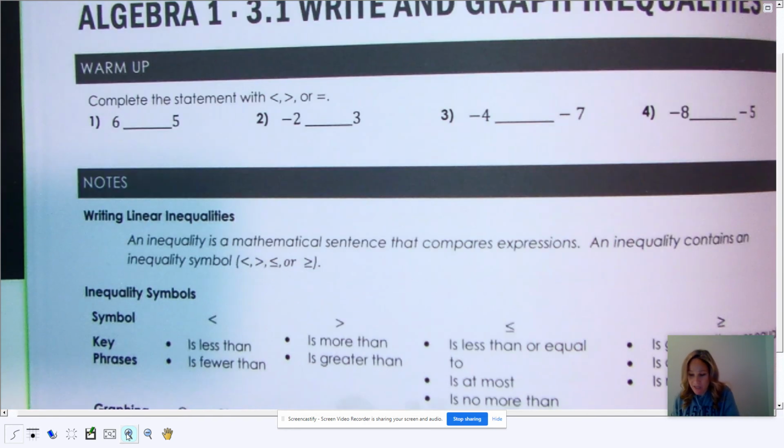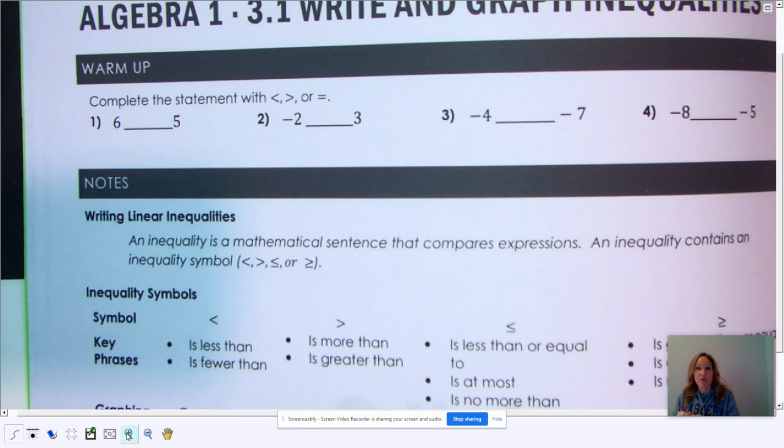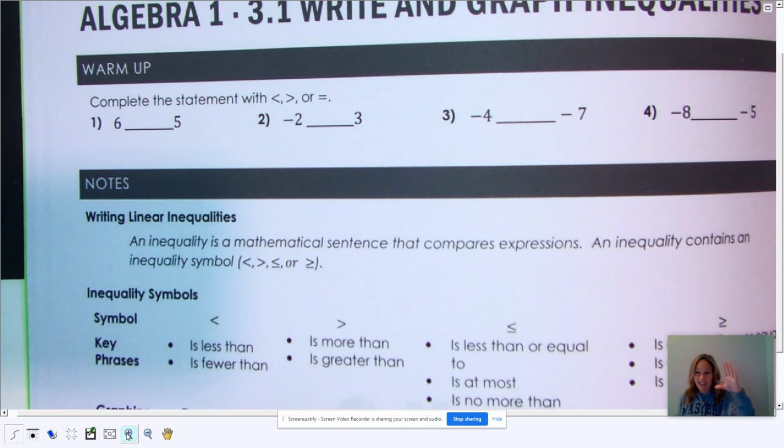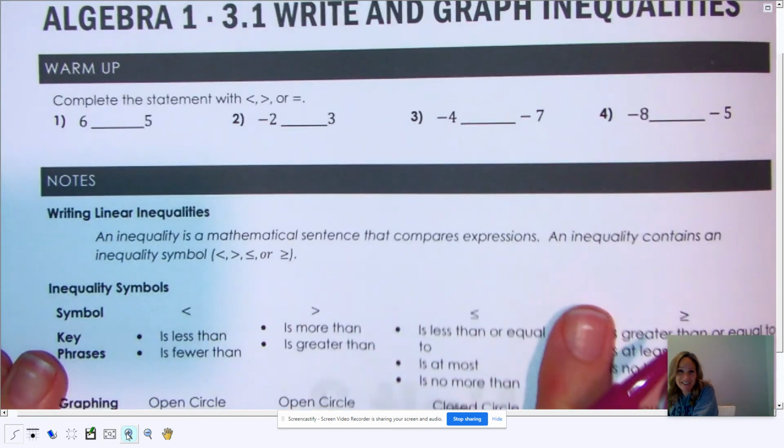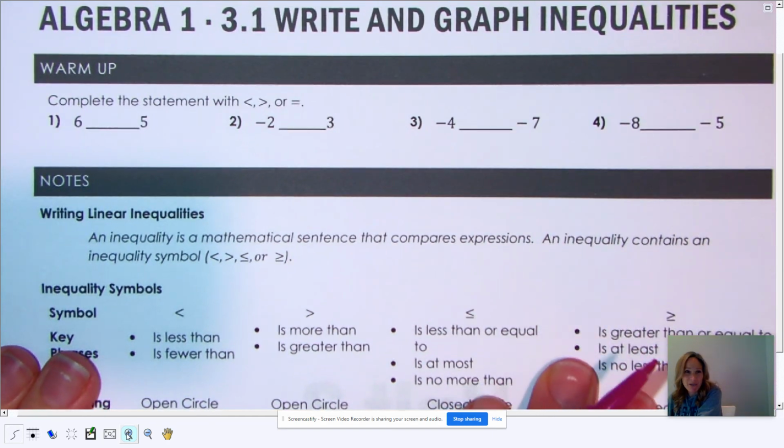So first of all, we're going to start with the warm-up. We're just going to complete this as a little review, greater than or less than, and I like to think of it as the alligator eating whatever is more. So maybe you guys learned it that same way in middle school or elementary when you first learned this concept. But again, just a quick review here.